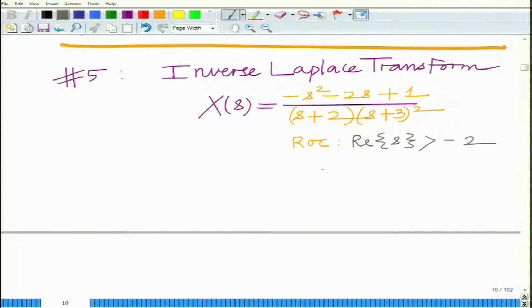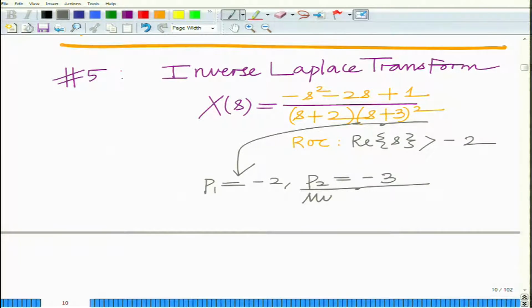Now remember, we can use this. If you look at this here, (s plus 3) square, this is a multiple pole. The poles are P1 equals minus 2 and P2 equals minus 3, but this P2 equals minus 3 is a repeated pole of order 2. The pole has multiplicity of order 2, because you have the term of the form (s plus 3) whole square.